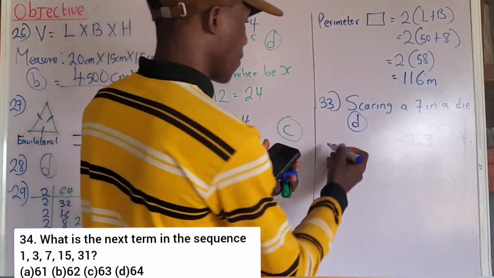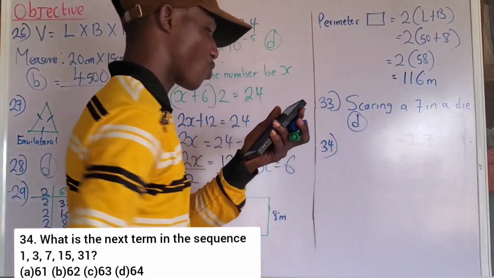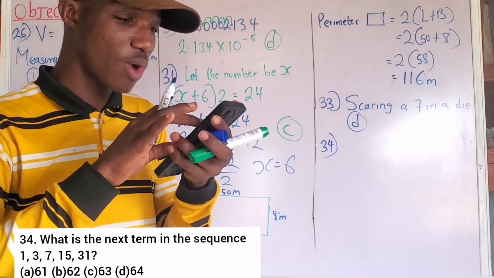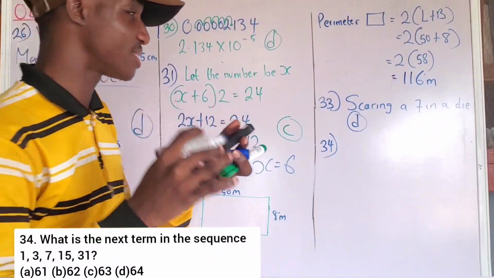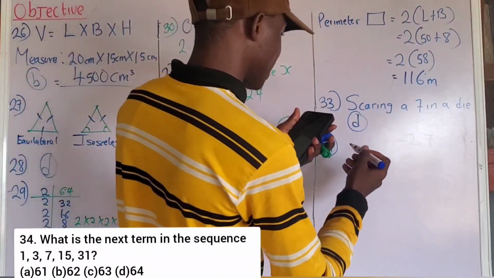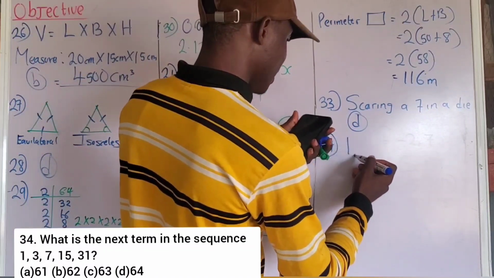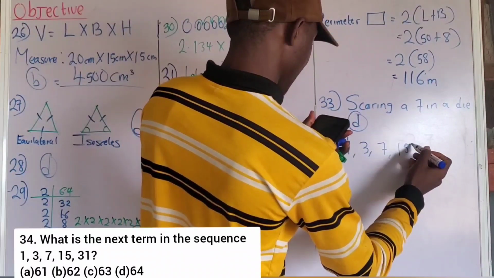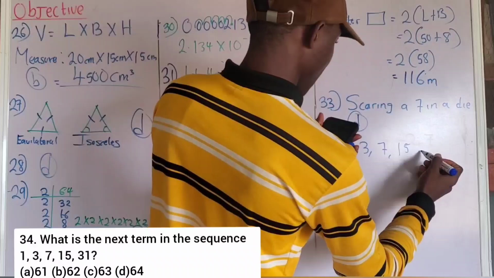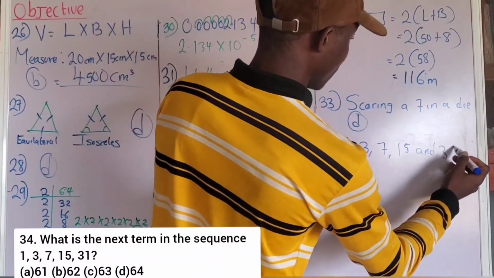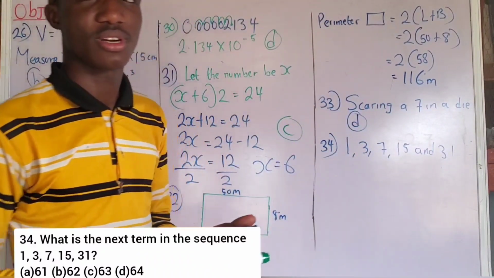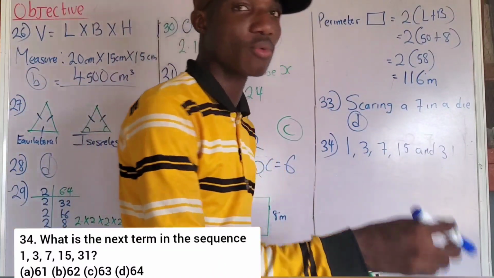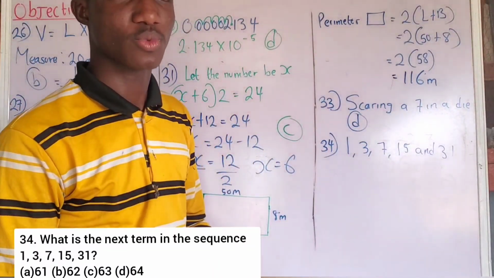Now for question 34. What is the next term in the sequence 1, 3, 7, 15, and 31? Okay, do you know the meaning of what the question was? The question was actually asking you that after 31, what number will follow? You understand? That is the term that we are asked to determine.